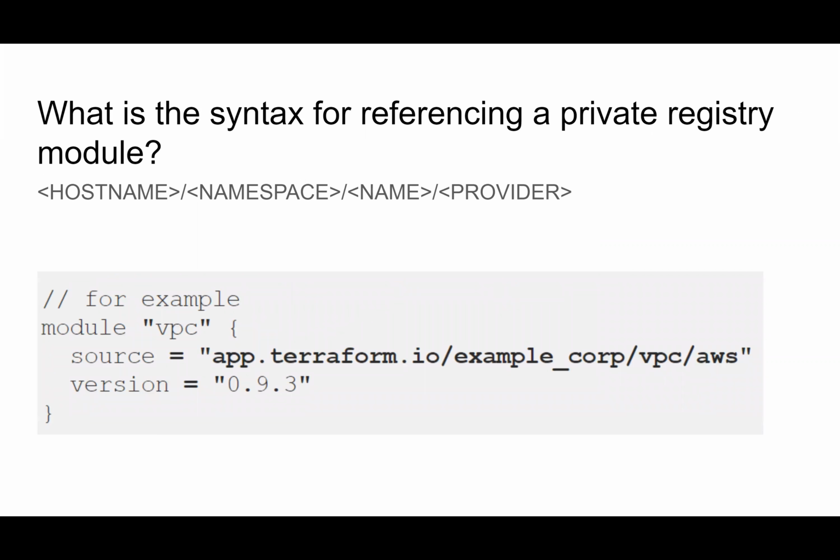What is the syntax for referencing a private registry module? In this case, we have to specify the host name. So our host is app.terraform.io, the namespace is example-corp, the name of the module is vpc, and the provider is aws.